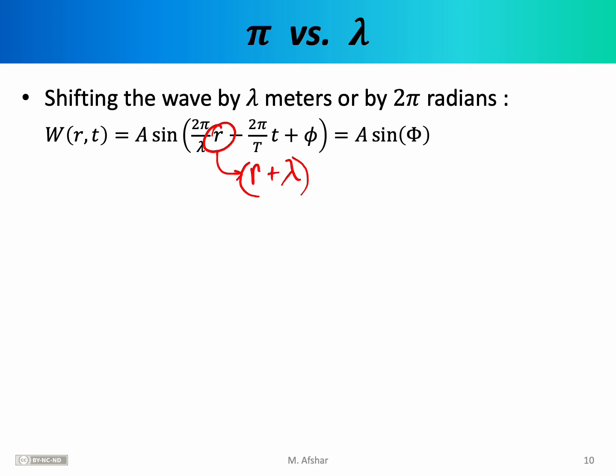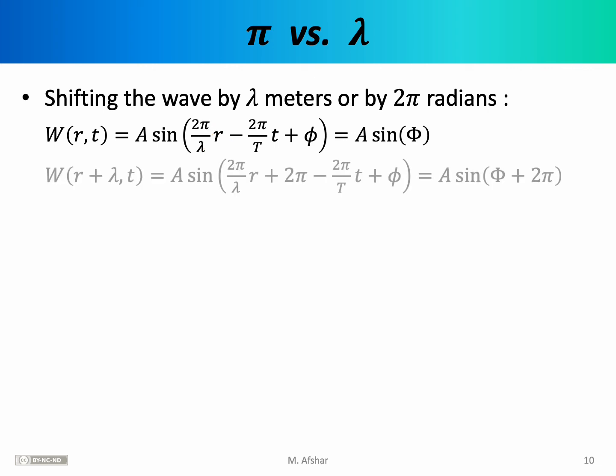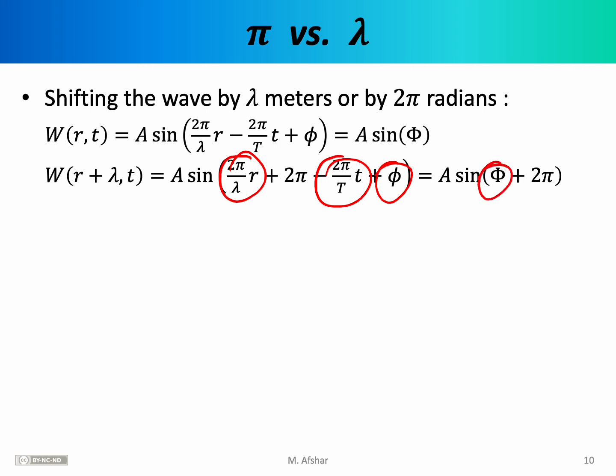In other words, substitute r plus lambda for r, and you will see that this entire expression now can be written as follows. So the r plus lambda simplifies to this expression over here. You can rearrange this expression and then note that this quantity and this quantity and this quantity can be written simply as capital phi, and then we're left with 2 pi. So adding lambda to r is the same thing as adding 2 pi to the phase constant.